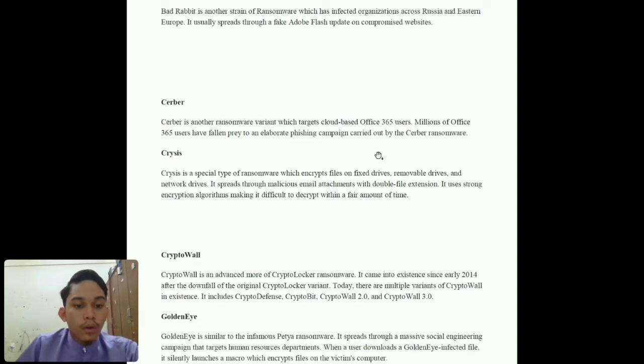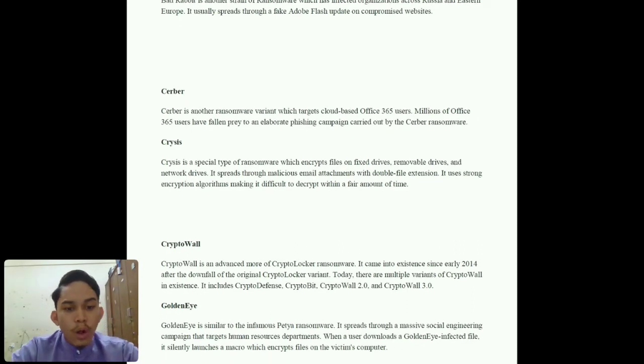CryptoWall. CryptoWall is an advanced form of CryptoLocker ransomware. It came into existence in early 2014 after the downfall of the original crypto variant. Today, there are multiple variants of CryptoWall in existence. It includes CryptoDefense, CryptoWall 2.0, and CryptoWall 3.0.